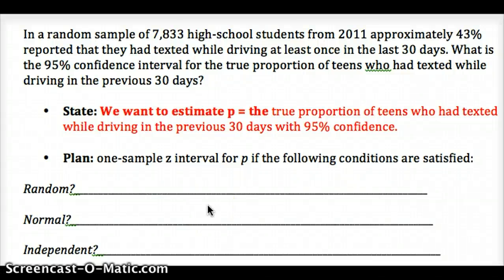Here is an example problem for 8.2 confidence intervals for sample proportions. Keep in mind our confidence interval is a range of values, an interval of values that we think the true value or the parameter is in between.